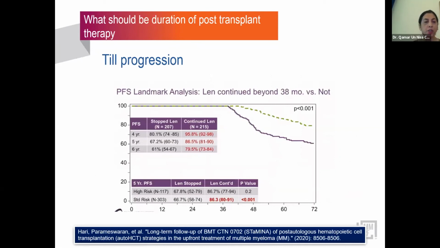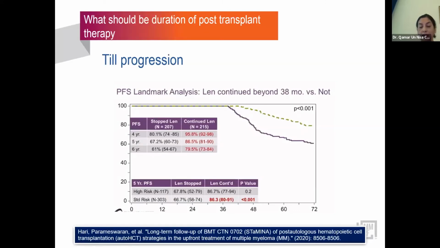So the duration of the maintenance treatment: different investigators have used maintenance for different periods of time, and in some of the studies we do see that maintenance has been given for 1 year. So these are the results from the BMT-CTN 0702 trial, that is the STaMINA trial. They gave maintenance for 3 years. It was extended later on. What we see here is that patients who stopped maintenance at 3 years had an increased risk of relapsing as compared to patients who continue to take the maintenance even after 3 years. So generally, the recommendation is to continue maintenance until progression.